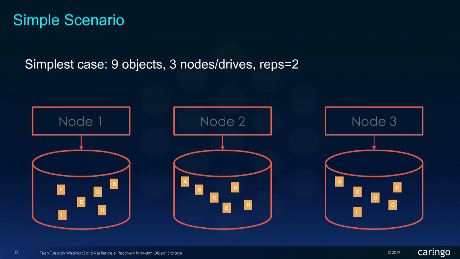Let's look at this little simple case. In this one, we've got 9 objects. We've got three different nodes, each of which has a drive. We're running 2 reps, so each of those objects is replicated somewhere in the cluster. Pretty straightforward. Of course, in reality, there would be thousands, billions of objects. To make it simple, let's focus on these 9 objects.